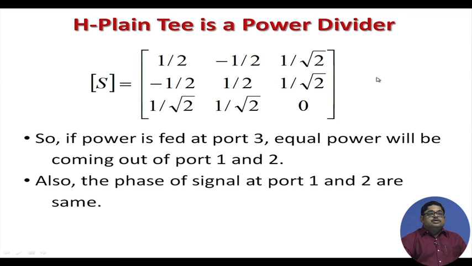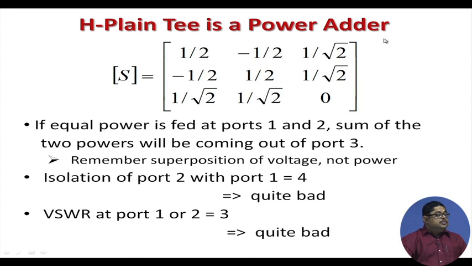Now, what happens to its combining activity? The E-plane T was a subtractor, here it will be an adder. If I give power at port 1, port 3 is getting 1 by root 2. Then if I give equal power at port 2, that is also getting 1 by root 2. So, the total voltage is 1 by root 2 plus 1 by root 2, that is 2 by root 2, which is equal to root 2. So, power will be 2, the sum of the two powers coming out of port 3. I have given power 1 here and power 1 here, so the power coming out at port 3 is 2. So, it is an adder.